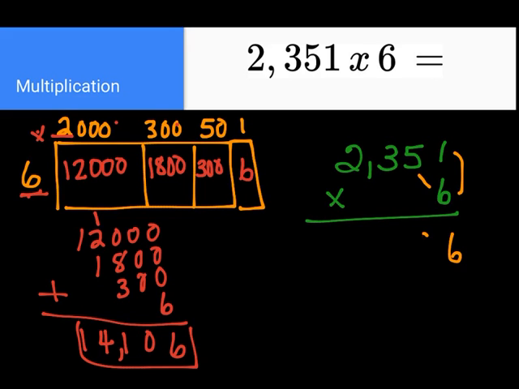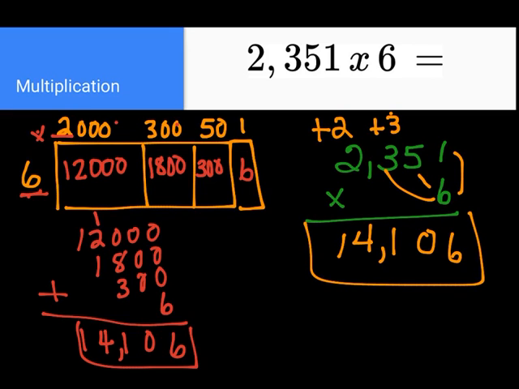6 times 5 is 30. Got to carry that 3. 6 times 3 is 18, 19, 20, 21. Carry the 2. 6 times 2 is 12, 13, 14. So I have 14,106. Same thing that I got over there, so I know I did my math correctly.